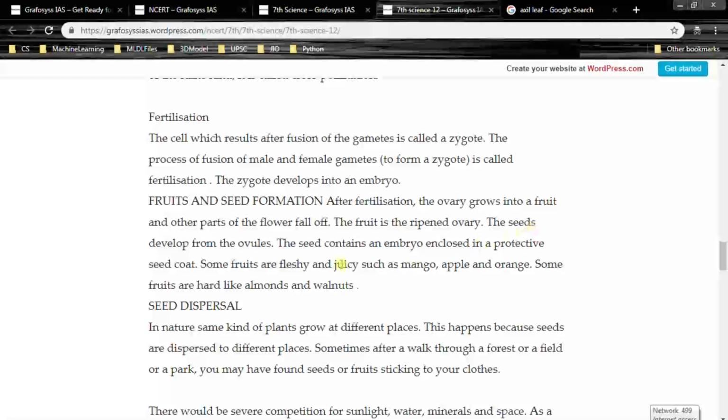So these seeds are developed from the ovules. And the seed contains an embryo that is enclosed in a protective seed coat. Some fruits are juicy and fleshy. Those are mango, apple, orange, and some are hard, that is almonds and walnuts.